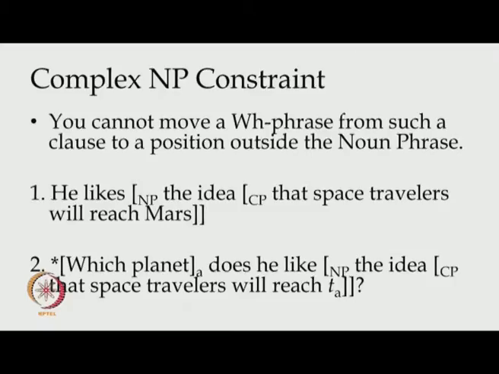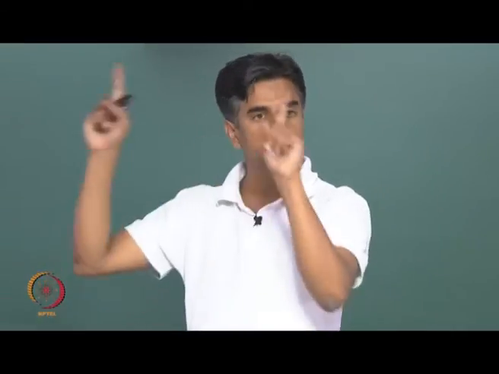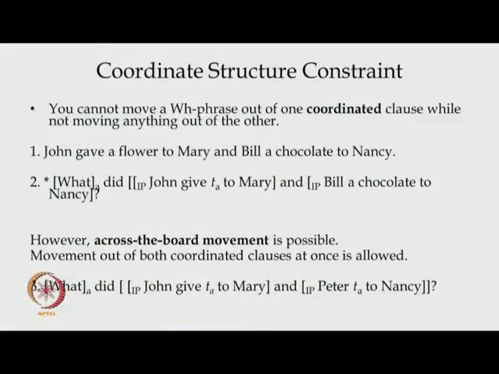Okay? From that, we are trying to question the planet. So, we are saying which planet does he like the idea that a space traveler will reach? Get it? Can you see the point with the bracketing? Is that clear? You can see the same thing in the structure too, but I hope you have the structure in mind, and then you can see the extraction is not working out clearly. Clear? Any issue? Questions? Okay. All right.